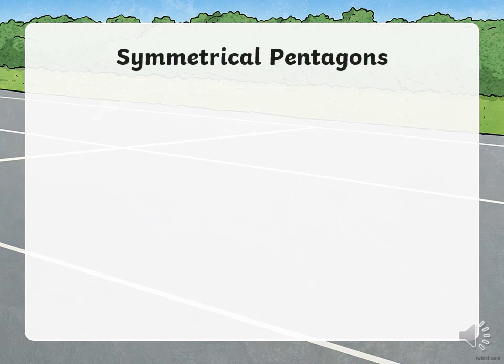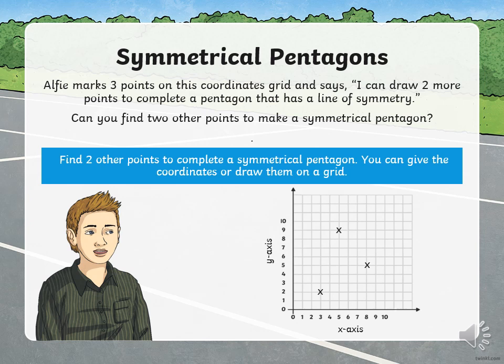Symmetrical pentagons. Alfie marks 3 points on this coordinates grid and says I can draw 2 more points to complete a pentagon that has a line of symmetry. Can you find 2 other points that make a symmetrical pentagon? Give 3 points.